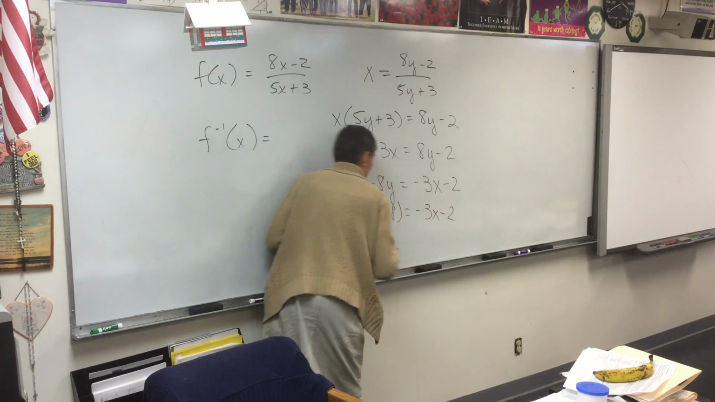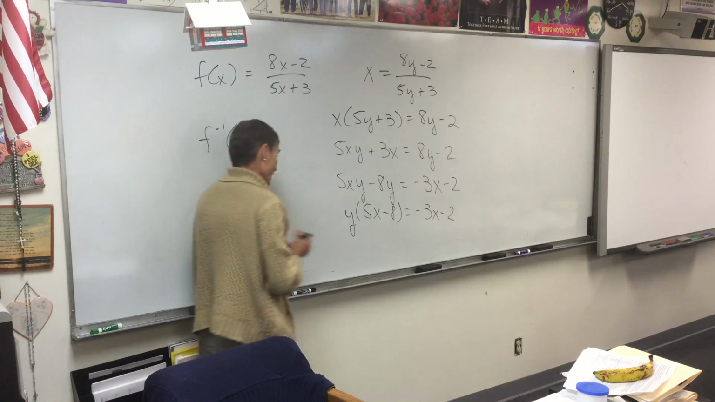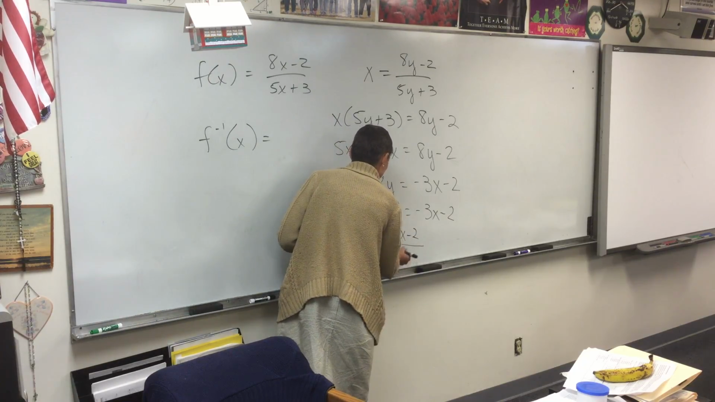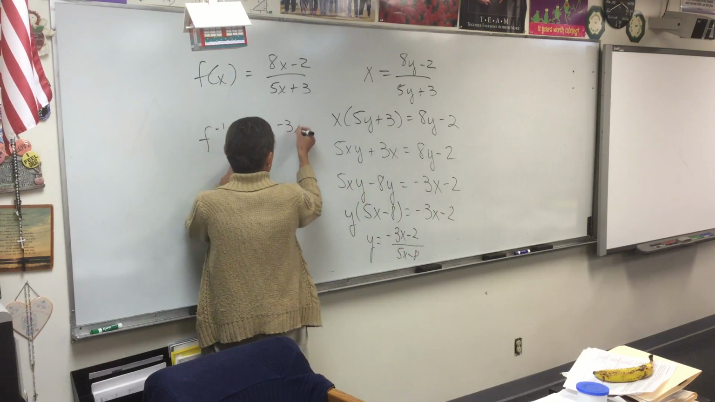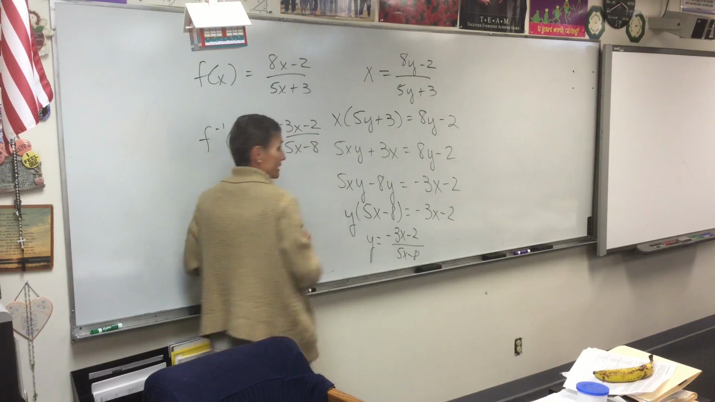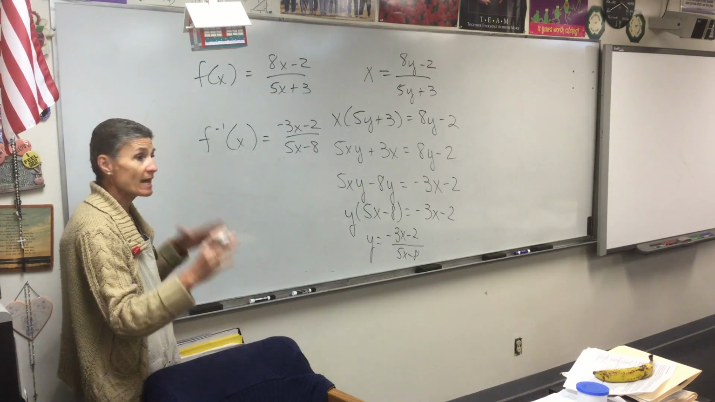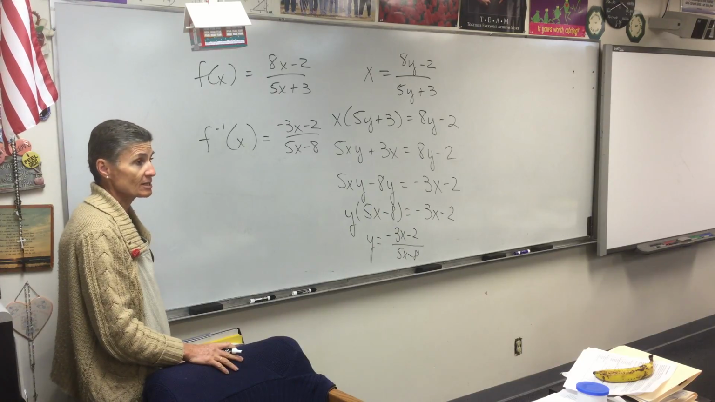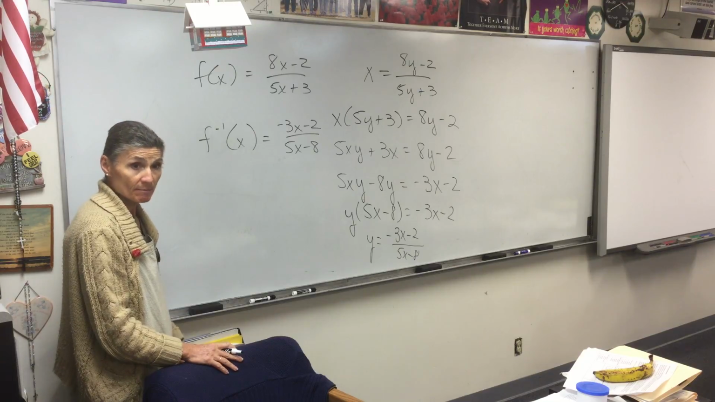And then there's one more step. What is the very last step to the problem? Divide by what's in parentheses. Divide by the parentheses. So in the answer blank, the question said, what's the inverse? You will say negative 3x minus 2 over 5x minus 8. Does everybody vaguely remember that? Okay, I guarantee this test question will probably show up on another quiz sometime. Keep that in mind.